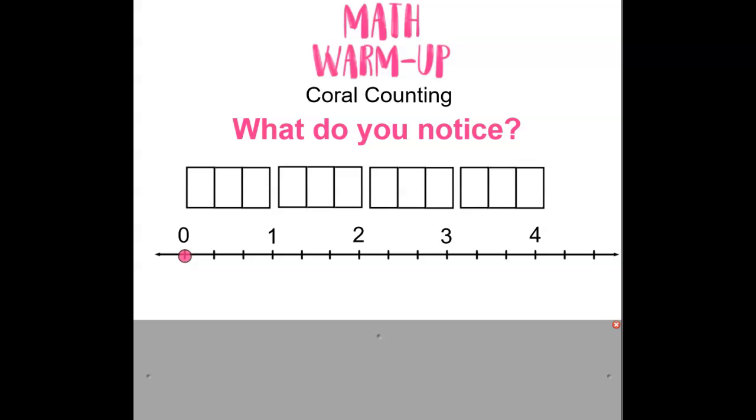Okay. So for our math warm-up today, we're going to do another choral counting. Remember, it's just like counting whole numbers, except we're counting the same unit fraction over and over. When I look at this example, I see I have 3 pieces in each whole, so I know the unit fraction I'm working with is 1/3. So let's go ahead and count together.